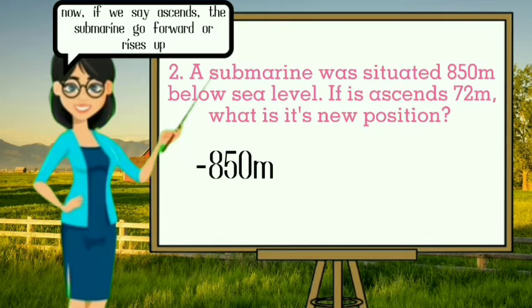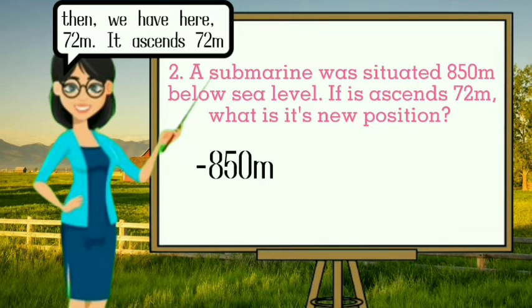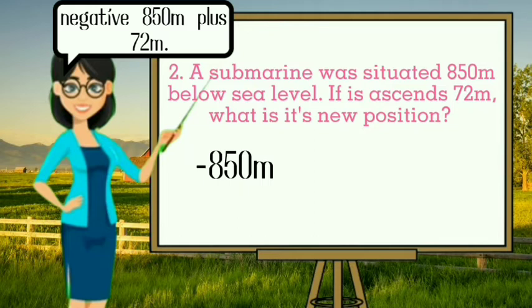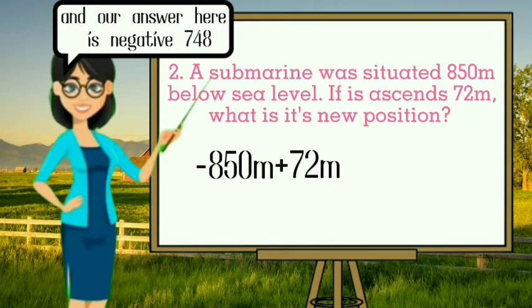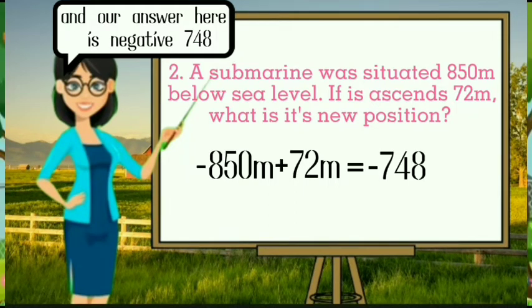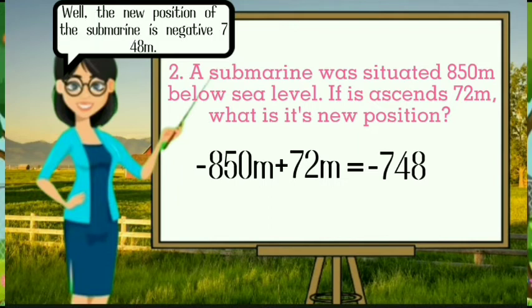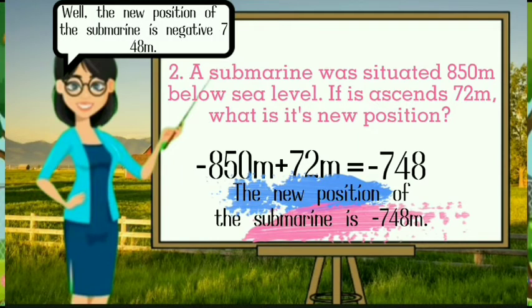Now, if we say ascends, the submarine goes forward or rises up. Then we have here 72 meters. It ascends 72 meters. So now our equation is negative 850 meters plus 72 meters. And our answer is negative 748, since negative 850 is greater than positive 72 meters. Well, the new position of the submarine is negative 748 meters.